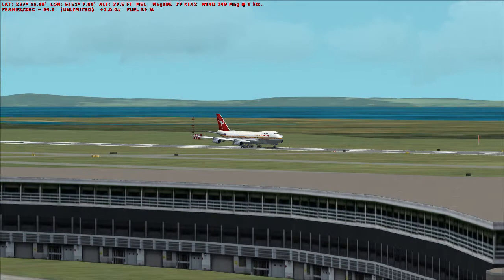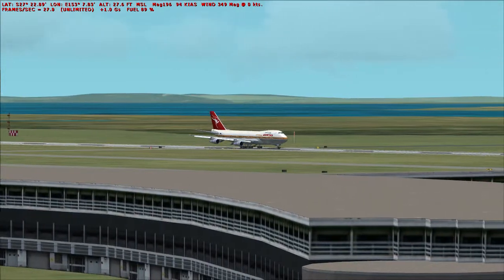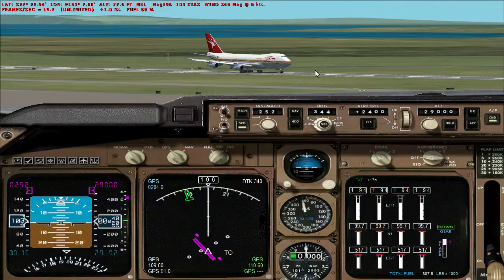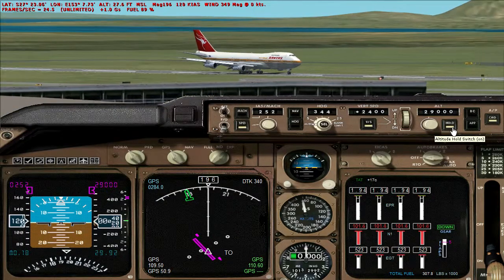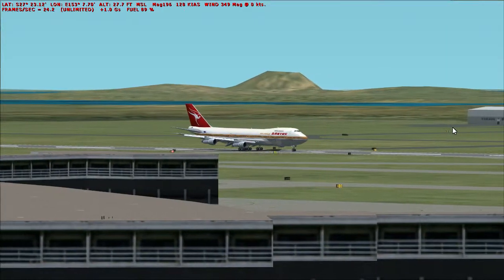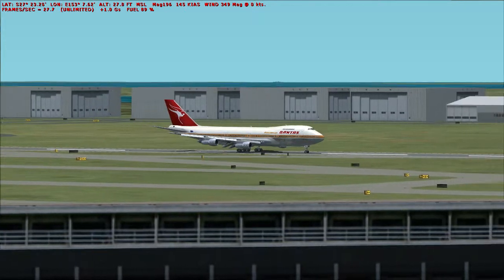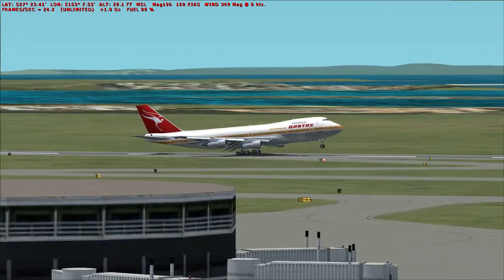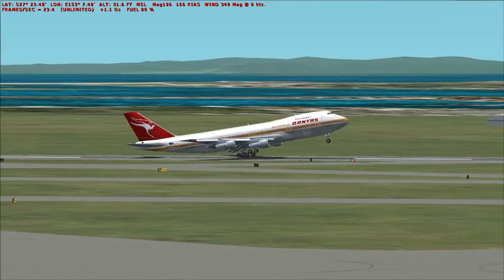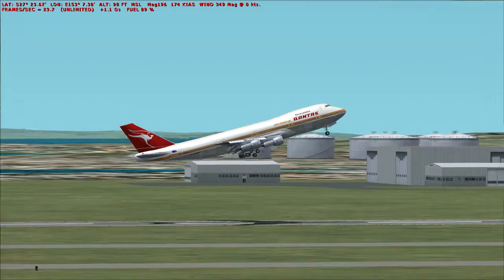70, 80, 90, 100. Let's bring up the dashboard. Okay, let's hold. And bring the old fellow into the air. Stow the landing gear.